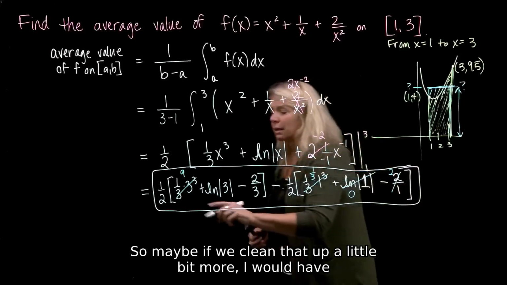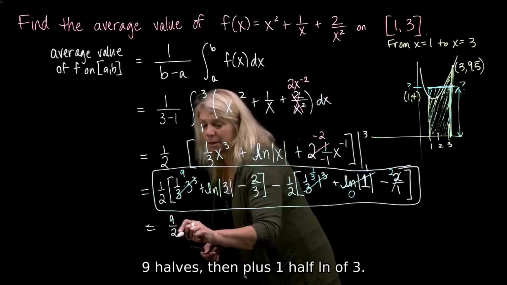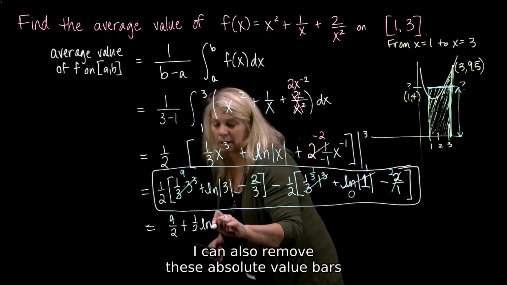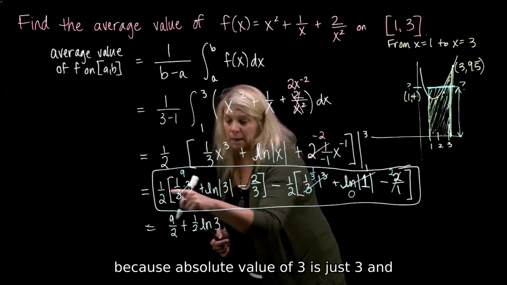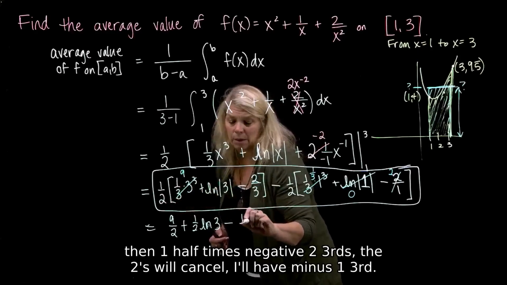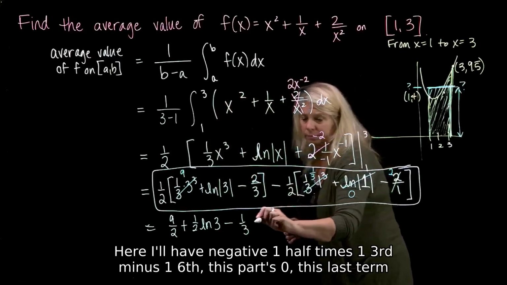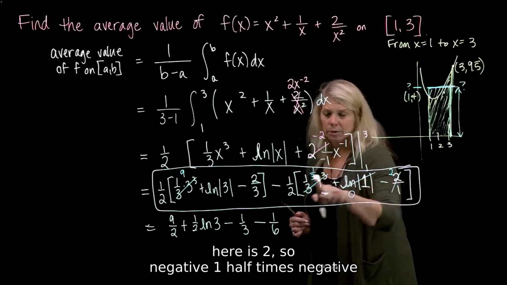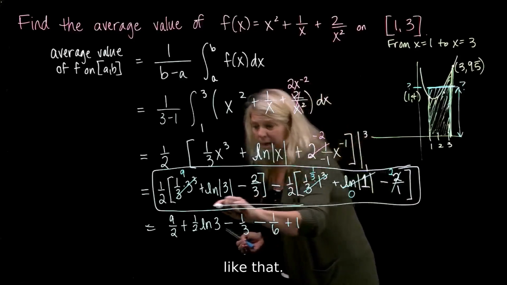So maybe we clean that up a little bit more. I would have 1/2 times 9, that's 9/2. Then plus 1/2 ln of 3. I can also remove these absolute value bars because absolute value of 3 is just 3. And then 1/2 times negative 2/3. The 2's will cancel. I'll have minus 1/3. Here I'll have negative 1/2 times 1/3, minus 1/6. This part's 0. This last term here is 2. So negative 1/2 times negative 2 will be plus 1. You could type your answer like that.